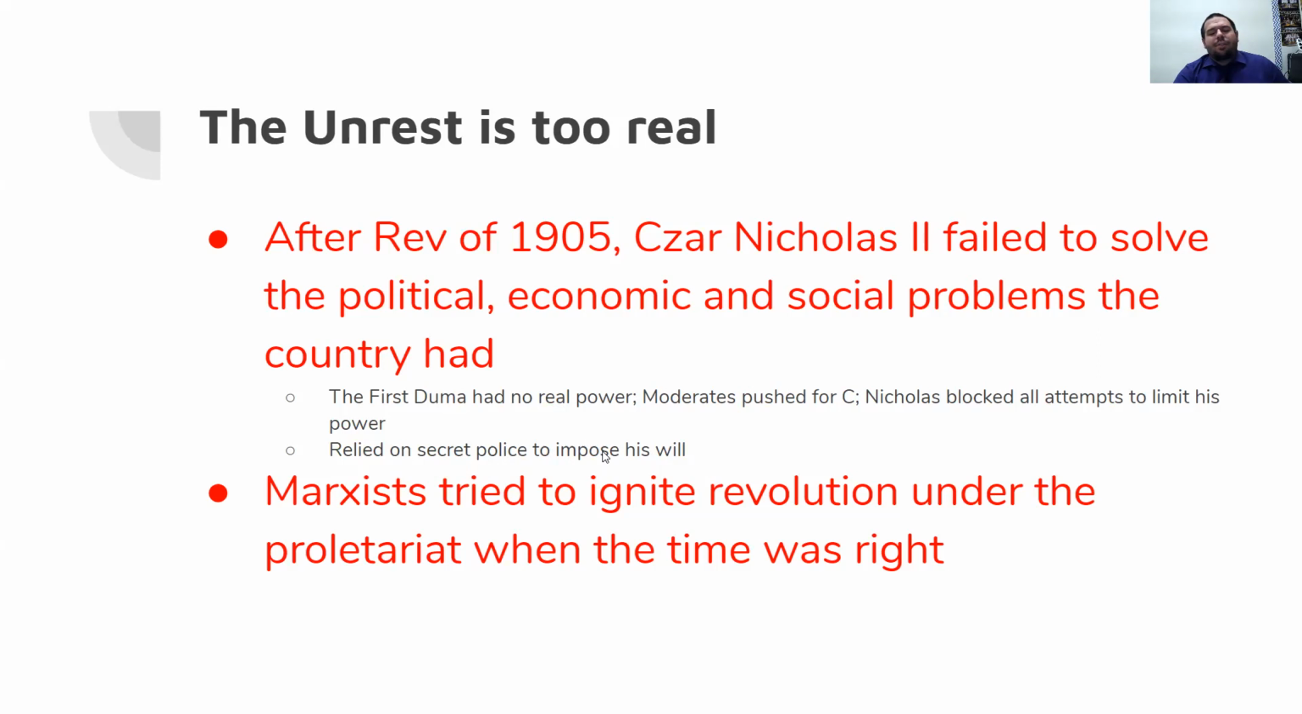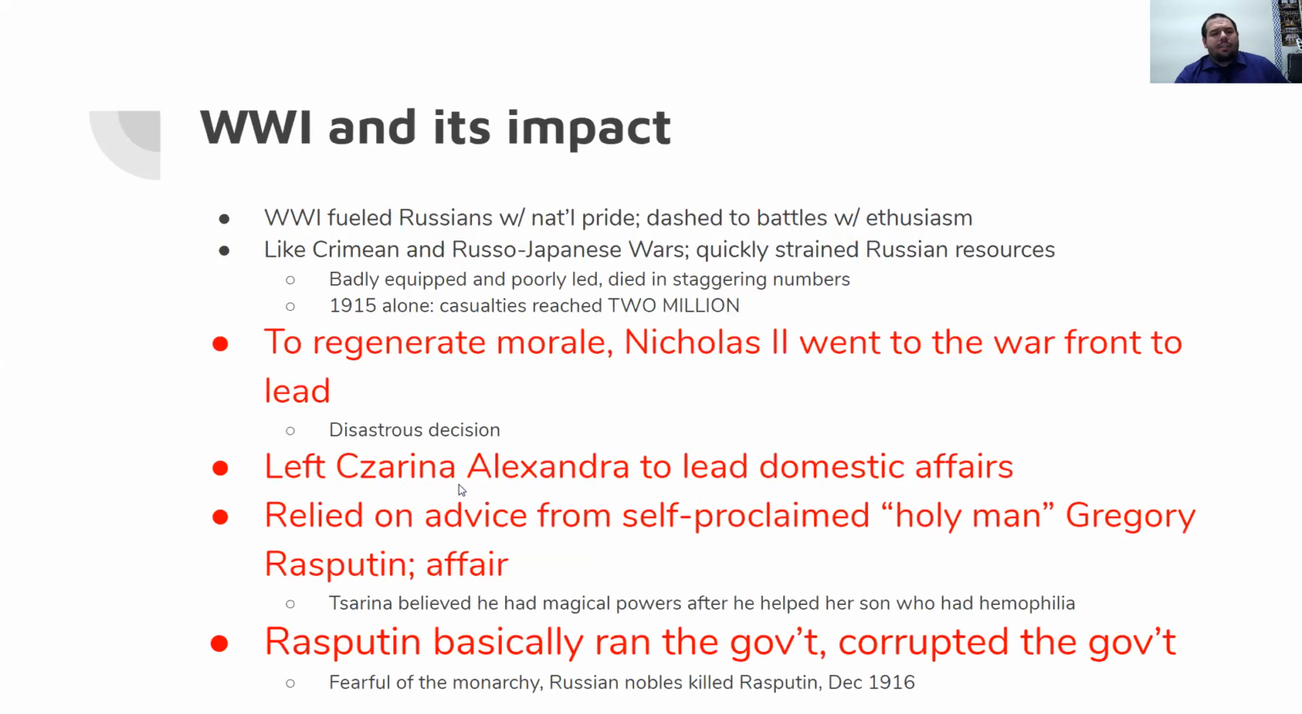Marxists tried to ignite a revolution under the proletariat when the time was right. Remember, the proletariat is the working class. World War I and its impact. So World War I fueled Russians with national pride. They dashed to the battle lines with enthusiasm. And like the Crimean and Russo-Japanese wars, it quickly strained Russian resources. They were badly equipped, they were poorly led, and they're going to die in staggering numbers. Remember, trench warfare did not happen on the Eastern Front. In 1915 alone, casualties reached 2 million. 2 million people died in 1 year for the Russian military.